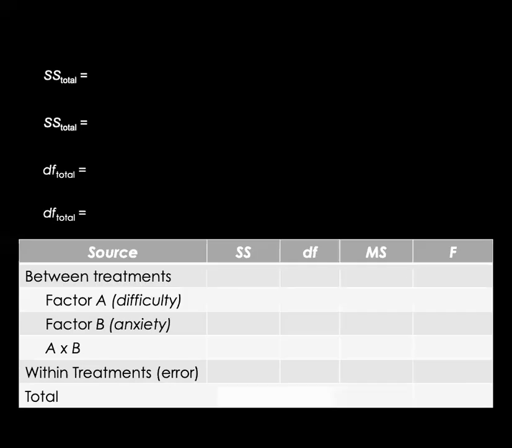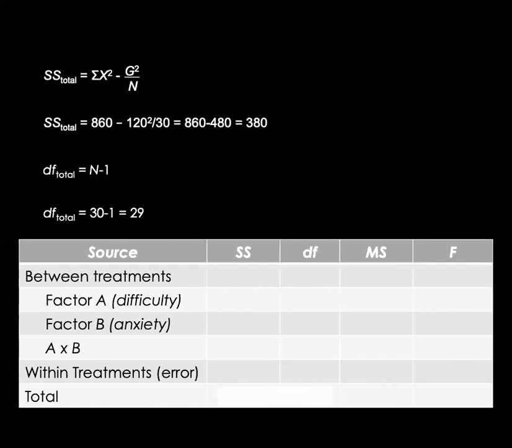So now we're ready with those initial calculations to begin computing the values for this ANOVA summary table. Okay, so we will start with total, the sum of squares total and the degrees of freedom total, which we'll fill in down here at the bottom. So the sum of squares total, this formula should look familiar to you. You'll have these formulas to use on the exam, of course. It's the sum of X squared minus G squared over N.